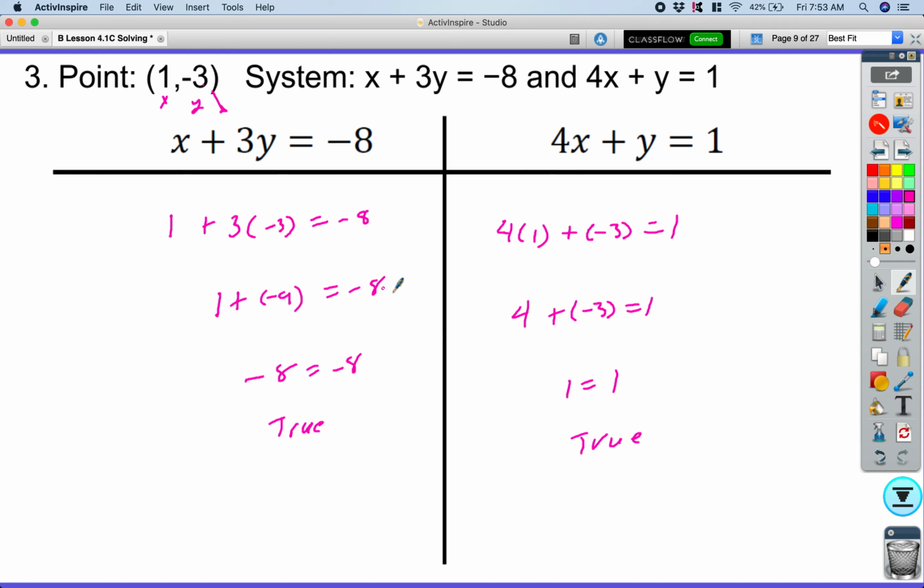Therefore, since it's a true statement on both, I know that is the solution of the system because I get the point where they intersect. There's only one point where two lines intersect, and that is true for both of them, showing that it is the correct solution.